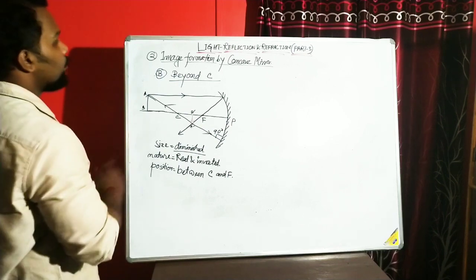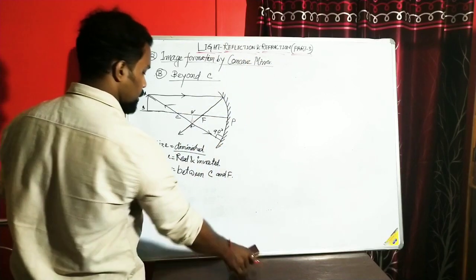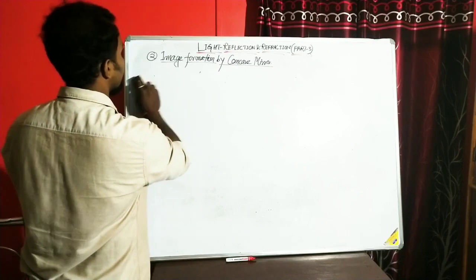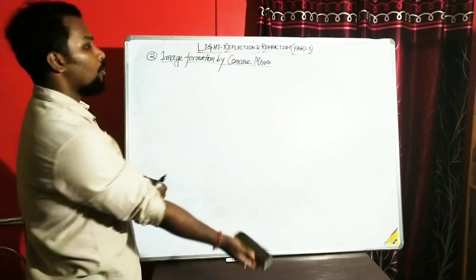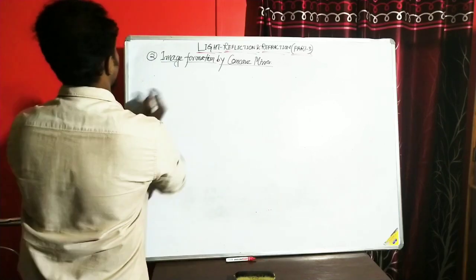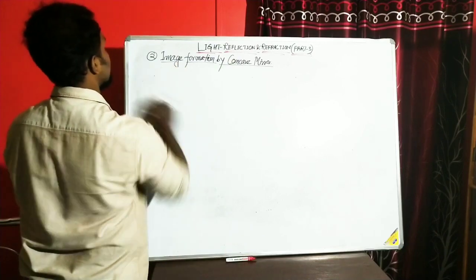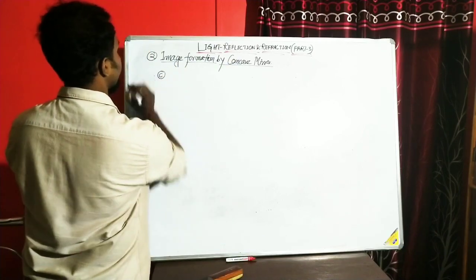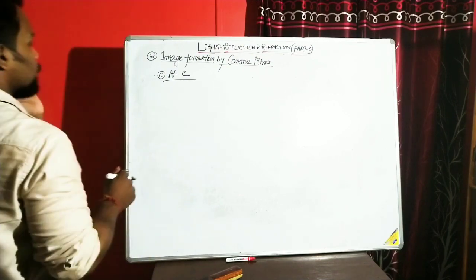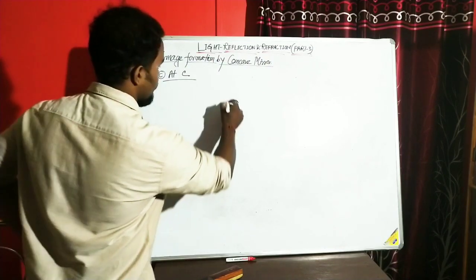Now we will move towards the next position, which is going to be at C. When we keep the object at C, what is going to happen? That means we have to put the object at the center of curvature on the principal axis.